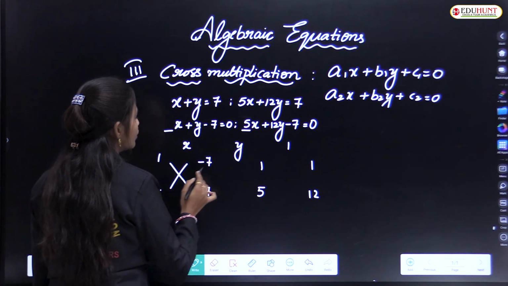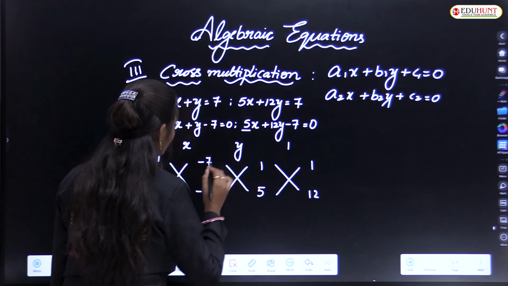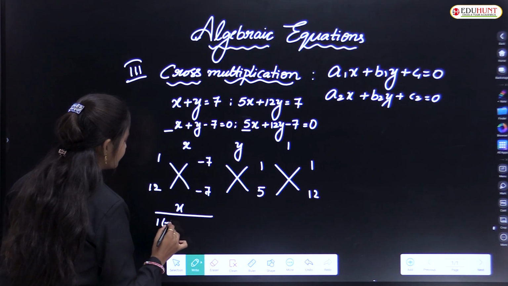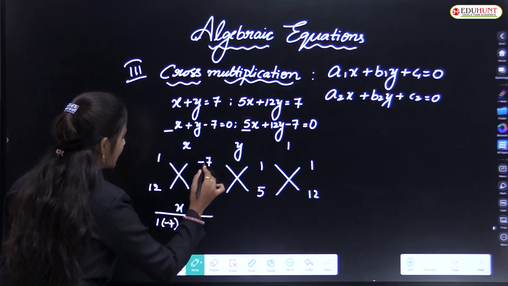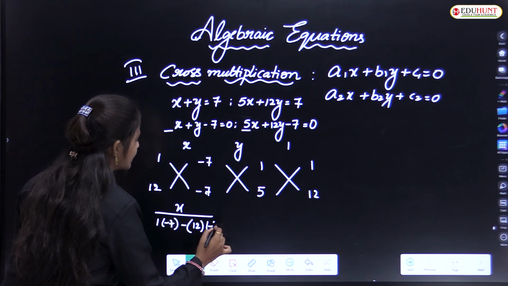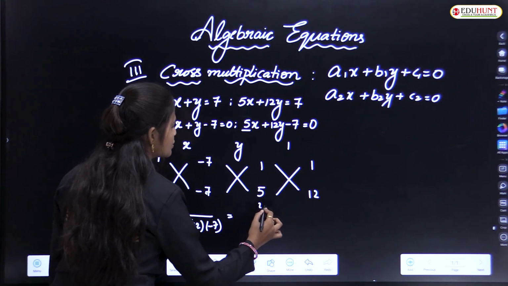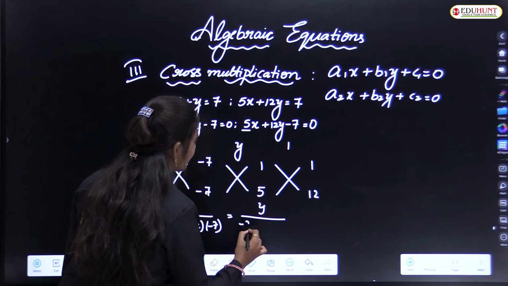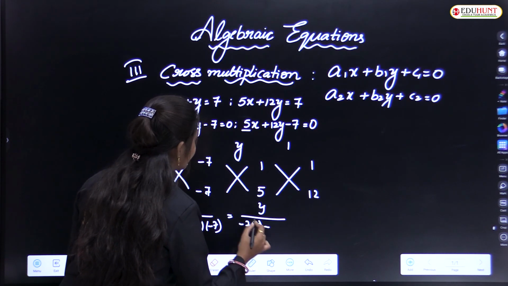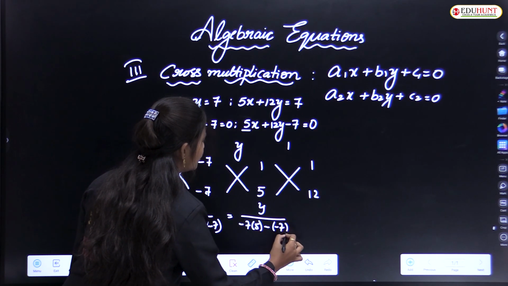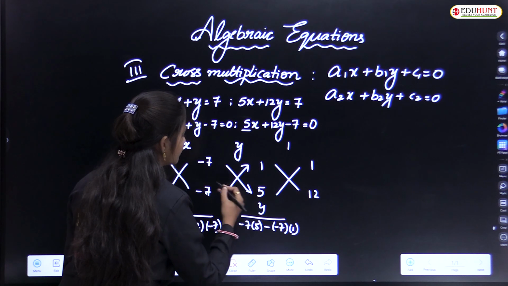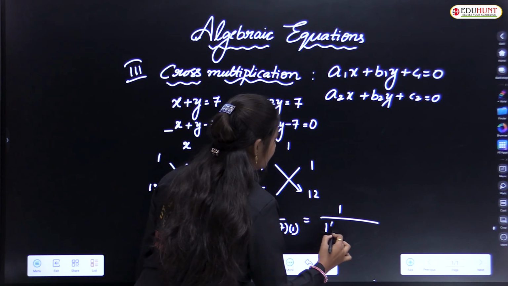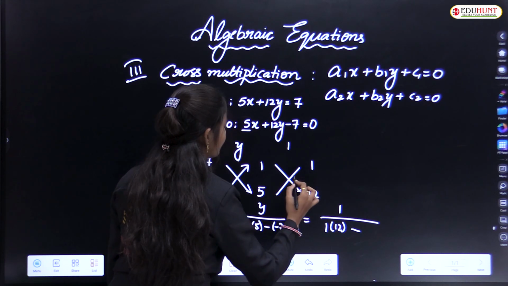Now take the cross multiplication. So here x by 1 into minus 7 minus 12 into minus 7, which is equal to y by, now again, minus 7 into 5 minus, here again minus 7 into 1. Okay, which is equal to 1 by 1 into 12 minus 5 into 1.